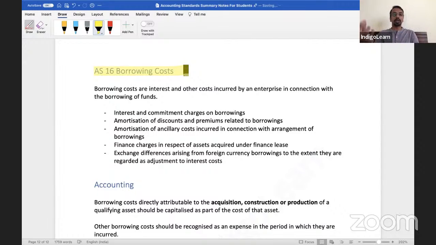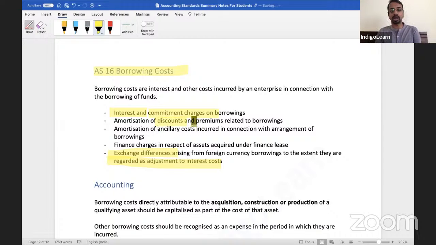What is borrowing cost? Cost incurred for borrowing. If you have borrowed some amount and incurred certain cost, that is called borrowing cost. Here you may get confused slightly, we will discuss this with an example. Apart from that, borrowing cost includes interest and other commitment charges on borrowing. So whatever interest you are paying is a borrowing cost.